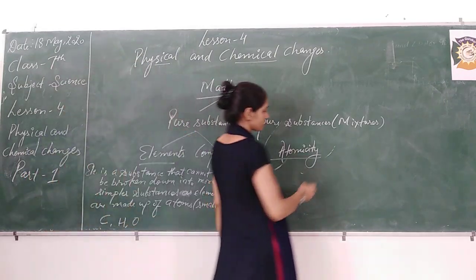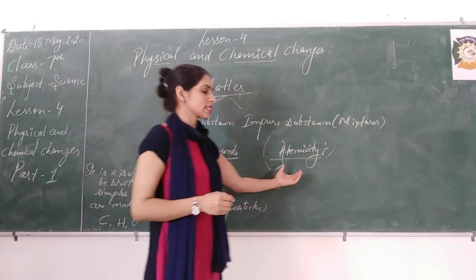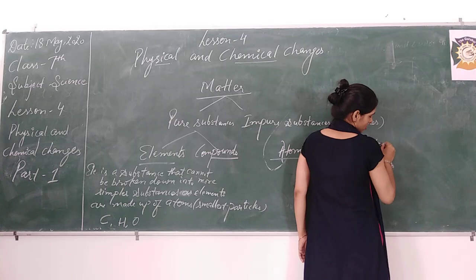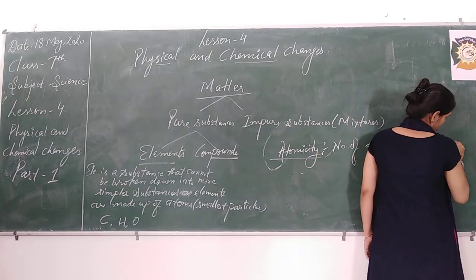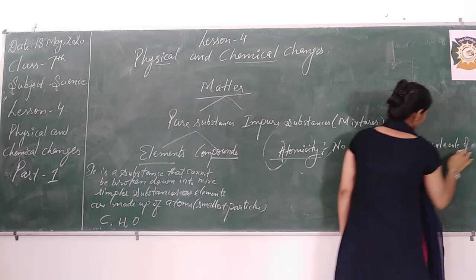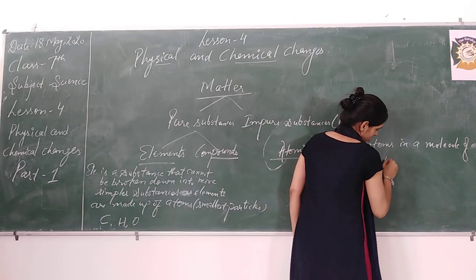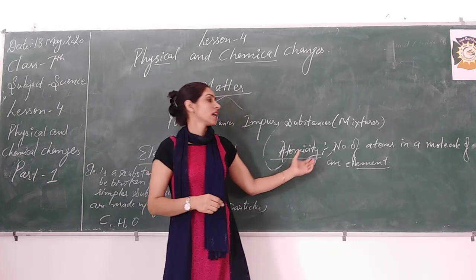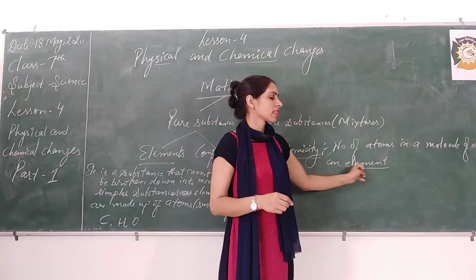Now what do you mean by atomicity? Atomicity means number of atoms in a molecule of an element. Right? So what is atomicity? Atomicity is defined as number of atoms in a molecule of an element.